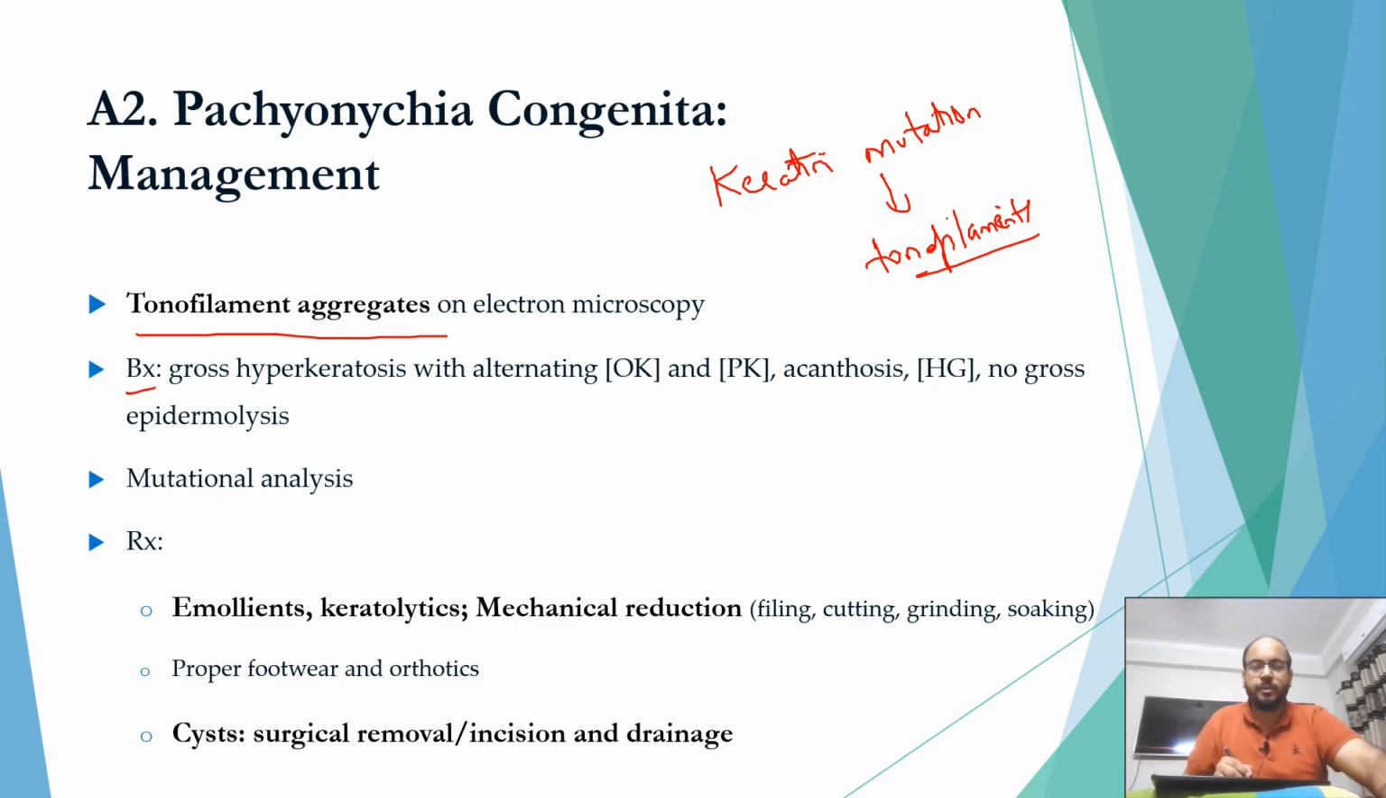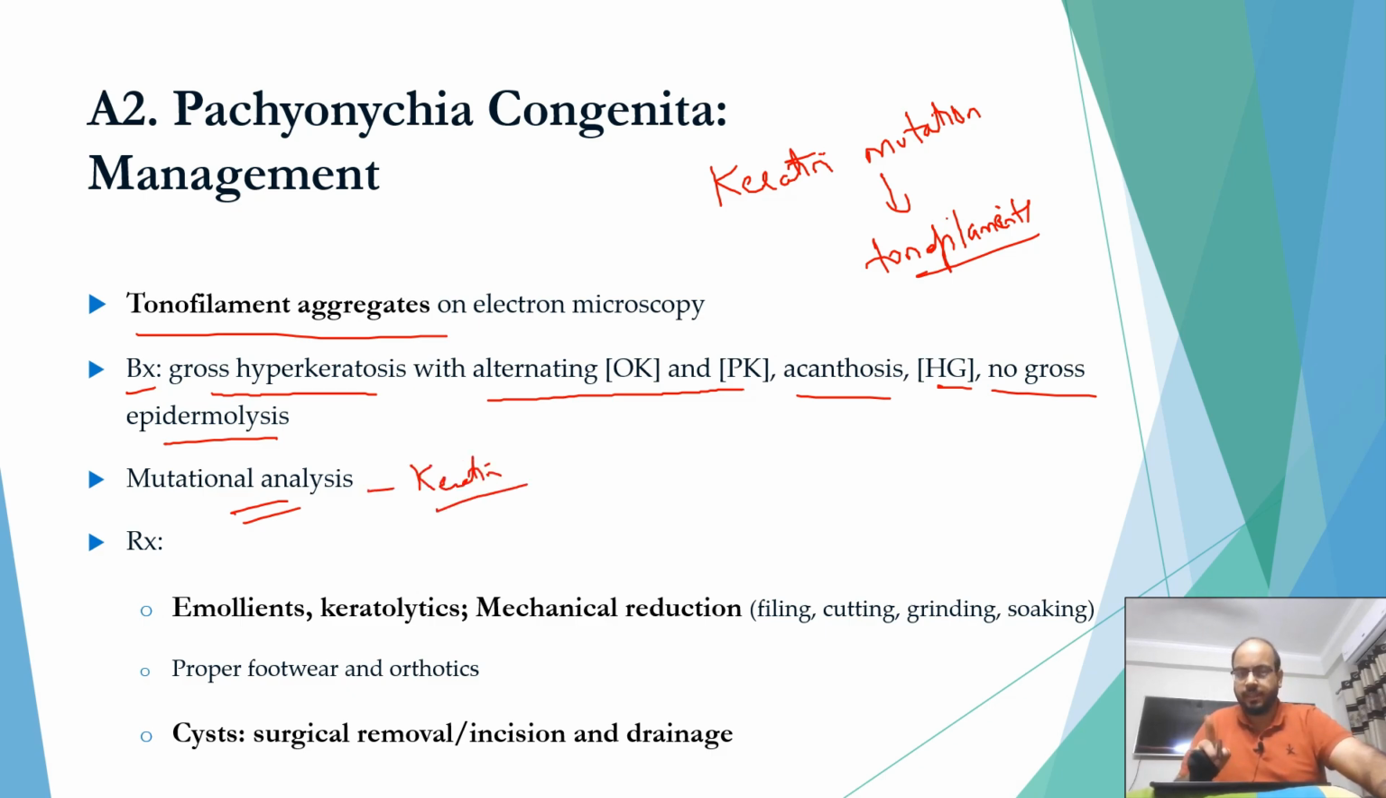Now, on histopathology, you have gross hyperkeratosis, thickening, with alternating orthokeratosis and parakeratosis, with acanthosis, again thickening, and hypergranulosis. Why? Because the cell has to make a lot of keratin since keratin is not working properly, so many granules are formed. But there is no gross epidermolysis. That differentiates it from epidermolytic PPK. Clear? You do mutation analysis so that the individual keratin which is mutated can be seen.